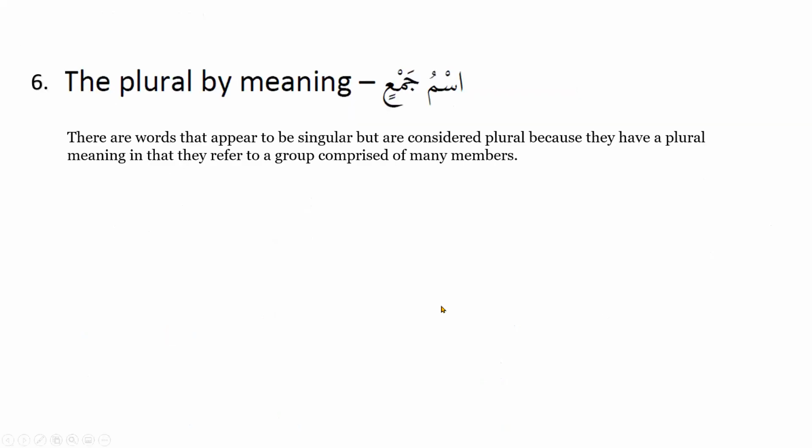Let's go. The last category, the plural by meaning. This is the sixth category. There are words that appear to be singular but are considered plural because they have a plural meaning, in that they refer to a group comprised of many members. These are called group words. You can say collective plural, or some grammarians say these words are plural because the Arabs said so.